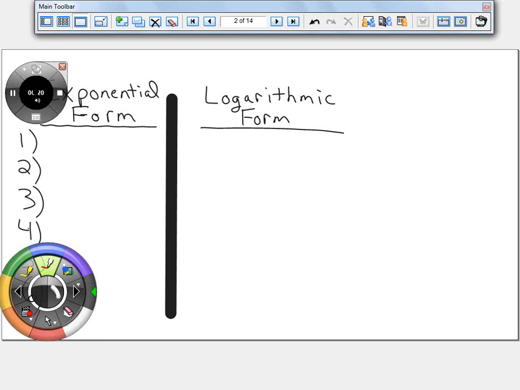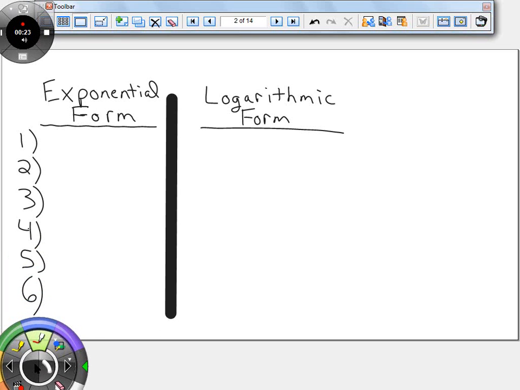First thing you have to be really good at is going back and forth from exponential form to logarithmic form. You probably did this before in Algebra 3-4, but generally speaking, the exponential form is a to the y equals x. Logarithmic form says it's going to be log, and the base is a, so log base a of x equals the exponent. So a logarithm is an exponent.